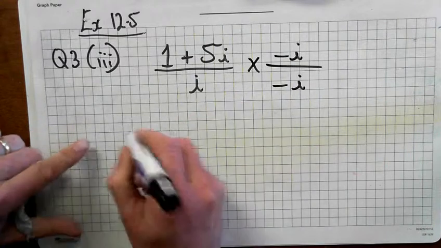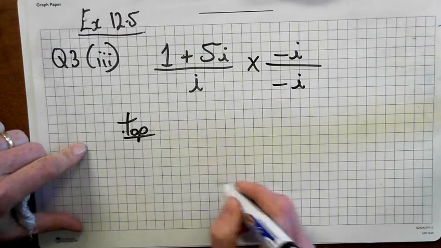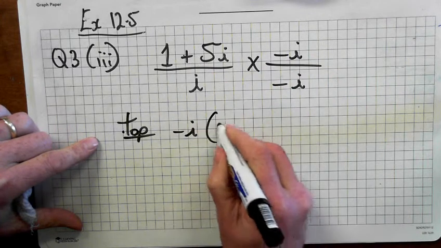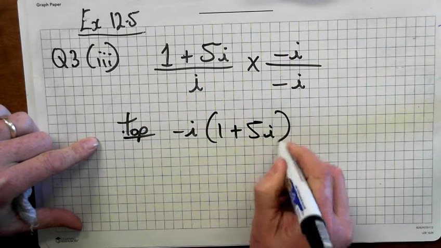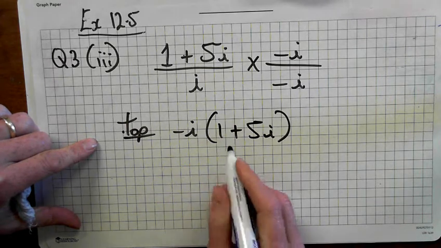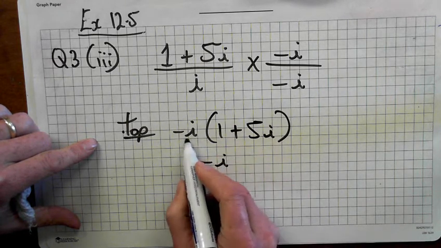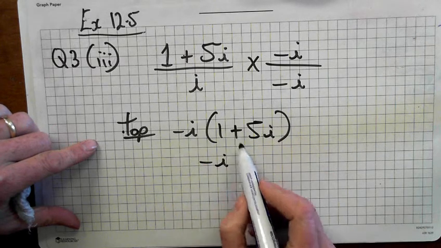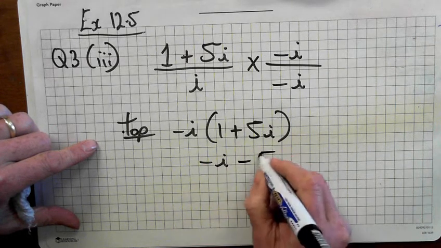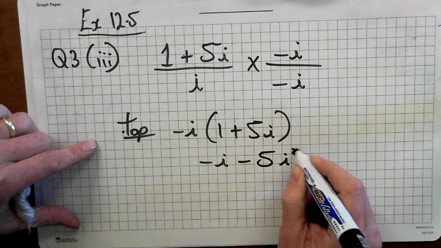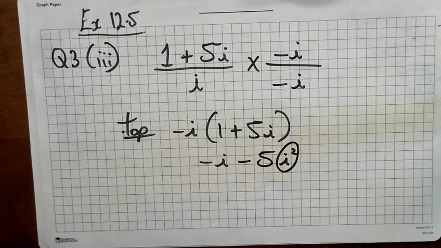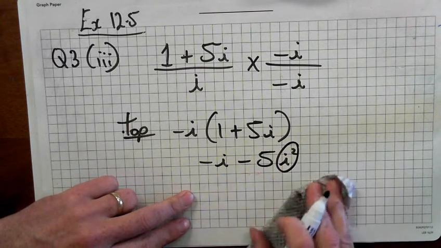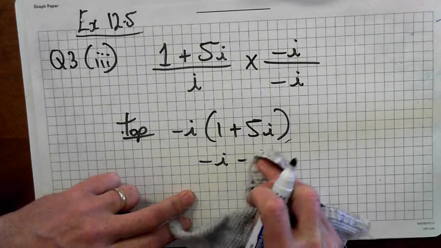Right, so we'll do the top bit first. So minus i times 1 plus 5i. Minus i times 1, that's minus i. Minus i times 5i, minus, so minus times a plus is a minus, 5i squared. i squared is minus 1, times minus 5, plus 5. So plus 5 minus i.